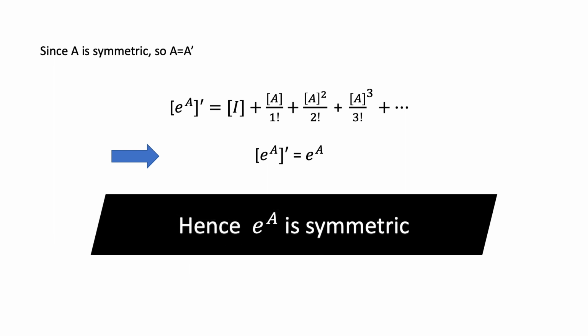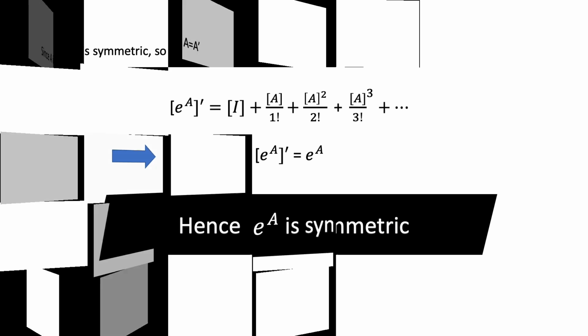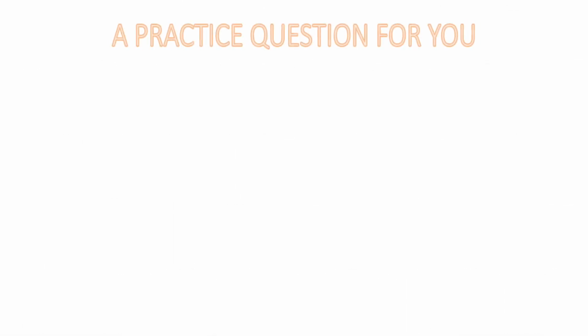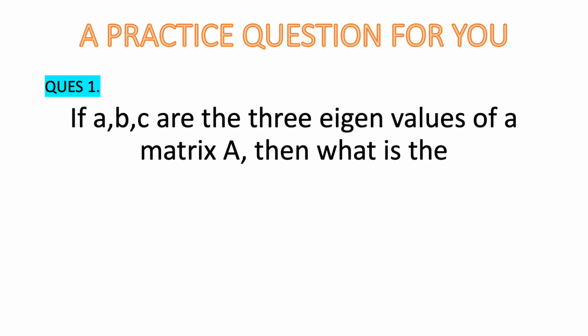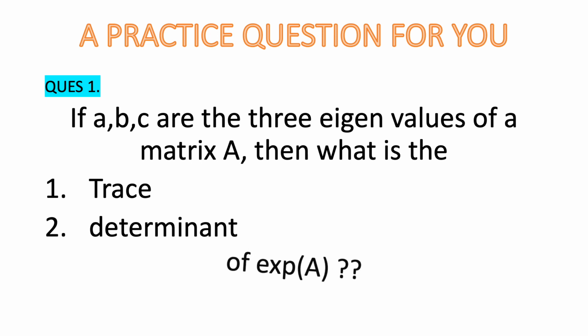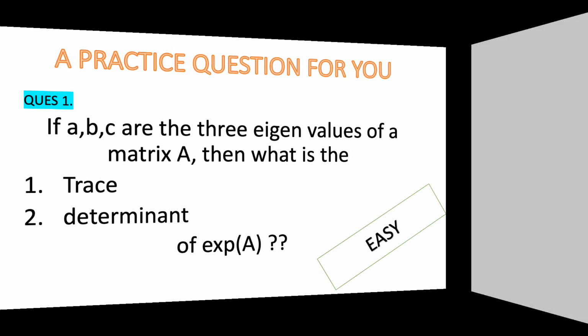You can also think about proving what happens if A is a skew symmetric matrix: whether e to the power A is going to come out symmetric or skew symmetric. You can check it and tell me in the comments. Some practice questions for you. The first question: if a, b, c are the three eigenvalues of a matrix A, then what is the trace and determinant of the matrix e to the power A? This is an easy question, you can work it out.